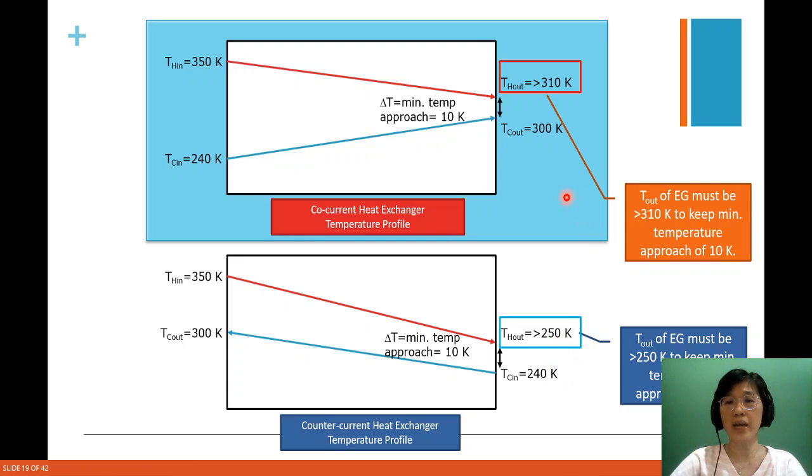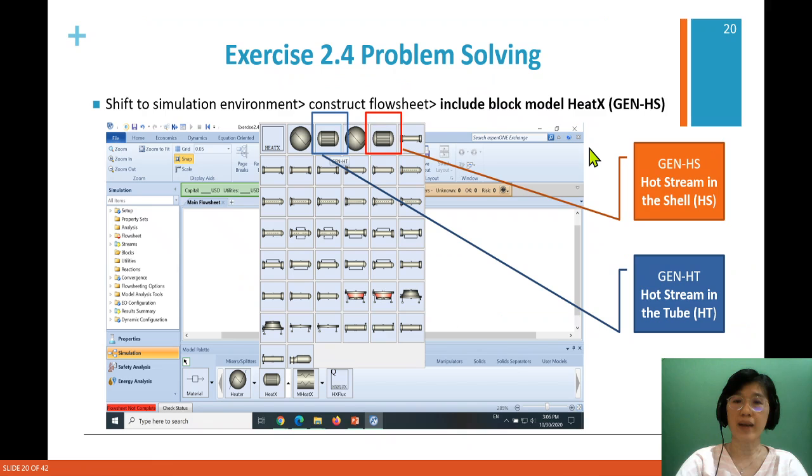But in our case, we have cocurrent, so we have to ensure the outlet temperature of the hot stream here is always more than 310 Kelvin. Then only can we fulfill the requirement on the minimum temperature approach. Right. Let's move on to solve the problem.